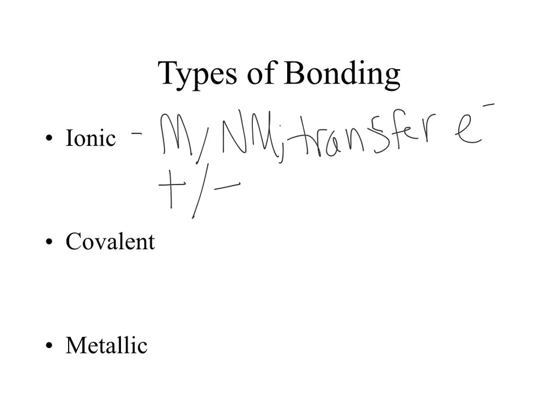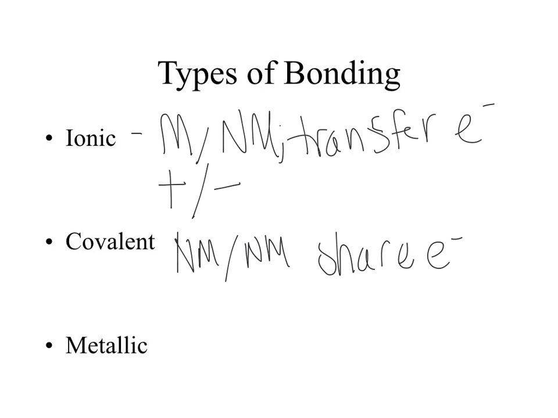A covalent bond is between a nonmetal and a nonmetal. So we're looking at compounds from the right side of the periodic table bonding together, and they share electrons. And because they share electrons, they can be solid, liquids, or gases at room temperature, where ionic bonds are always going to be solids that have a crystalline structure.